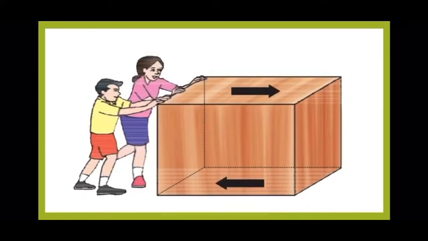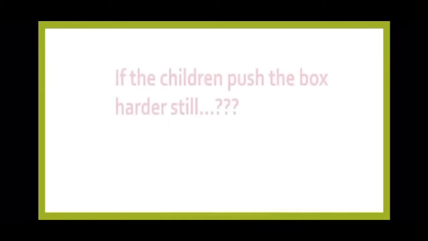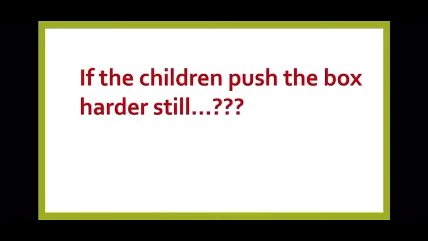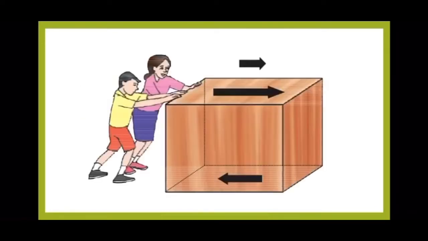The children push the box harder, but the box still does not move. This is because the friction force still balances the pushing force. If the children push the box harder still, now the pushing force becomes bigger than the frictional force. It is shown like this arrow. Here the pushing force is higher than this frictional force. So the box will start to move.